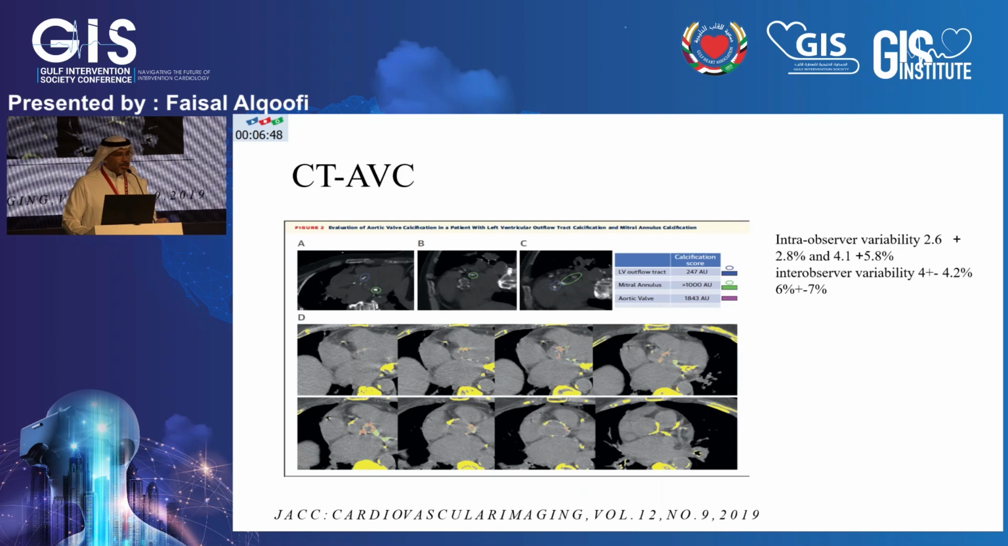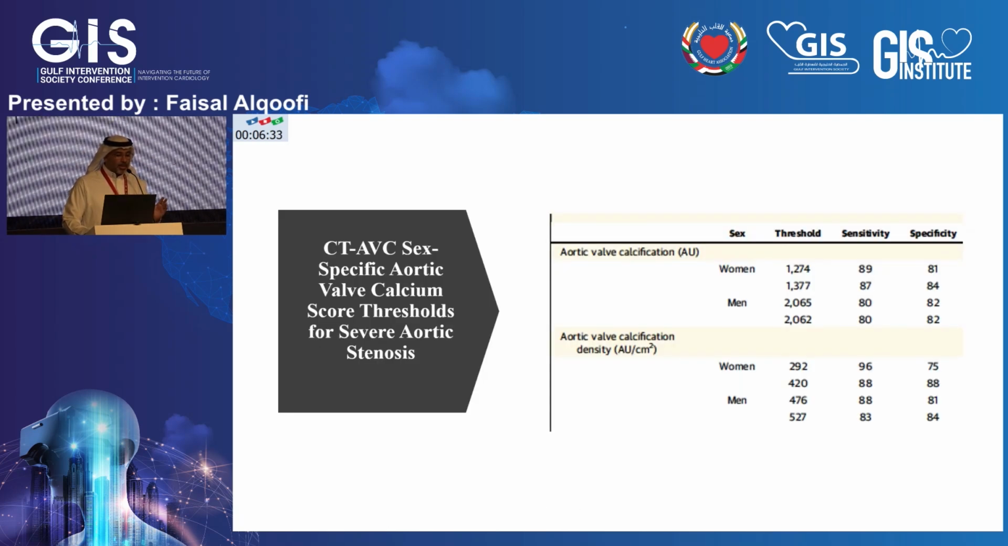So the inter and intra observer variability, when you use this protocol, is very good. The calcium can be a very reliable method to tell you this is severe aortic stenosis. The current agreed upon guidelines are for women more than 300 and for men more than 2,000. But if you look, there is already a difference between men and women for the severe degree of aortic stenosis in terms of the number.